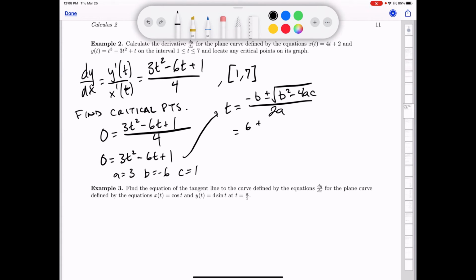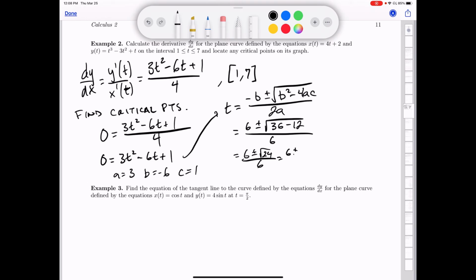We have a negative 6, which is 6, plus or minus 6 squared, which is 36, minus 4 times 3 times 1, which is 12, all over 2 times 3, which is 6. And then we note that 36 minus 12 is 24. That can be cleaned up a little bit. It could be written as 2 times the square root of 6.